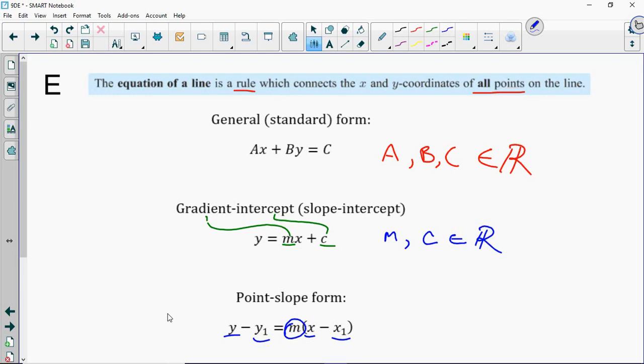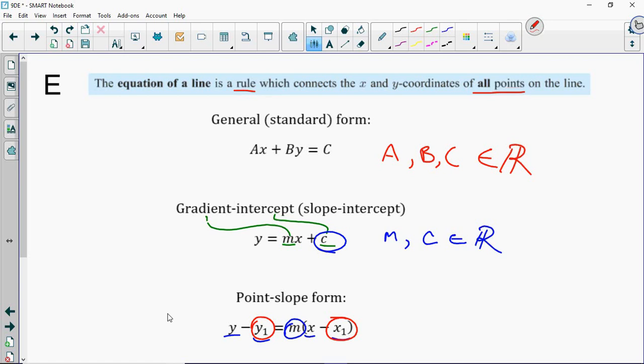There's a connection between gradient intercept form and point slope form, or I guess you could call it point gradient form, by the way. They both tell us immediately what the gradient is, and they both also tell us a single point on the line. Slope intercept form tells us specifically the y-intercept, whereas point slope form just tells us some random point, which might be the y-intercept.